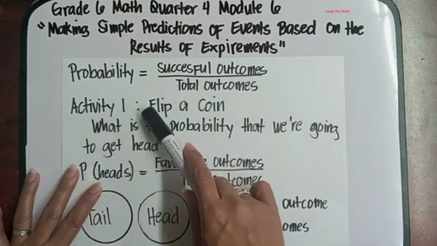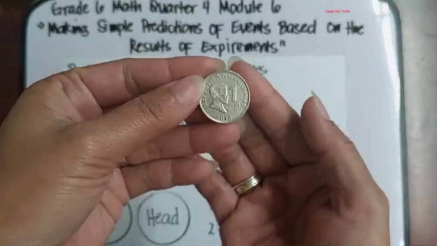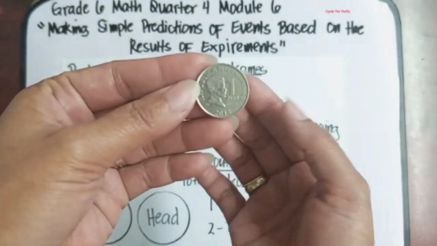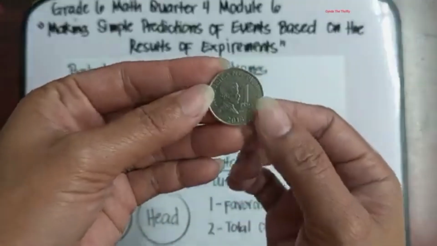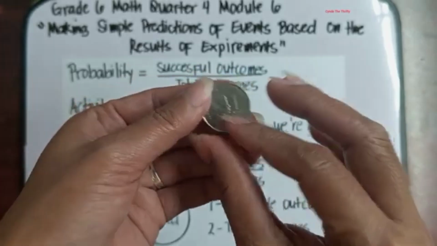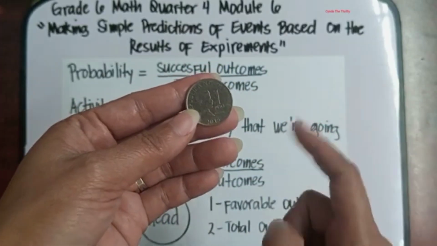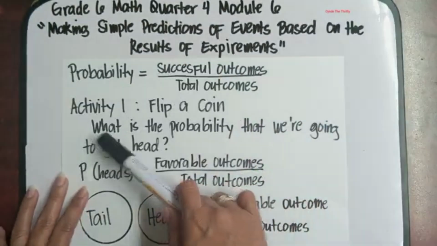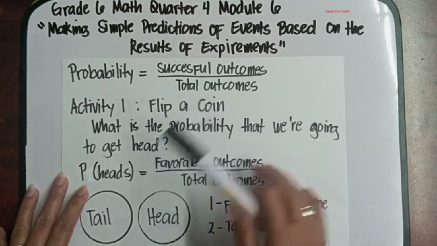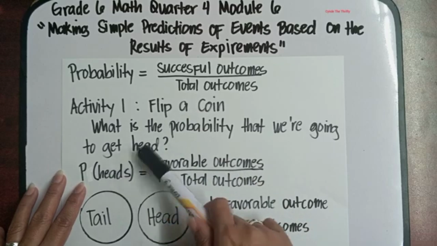So, meron tayong activity 1. Flip a coin. Okay, so tayong lahat naman siguro nakakita na ng coin. Okay, so ito yung coin natin. Sa ating coin, kapag i-flip natin siya, meron tayong dalawang outcome. So, meron tayong head at meron tayong tail na outcome. So, ibig sabihin, kapag nag-flip ka ng coin, meron kang dalawang outcome. It's either head or the tail. So, ngayon, meron tayong question dito. What is the probability that we are going to get head? So, ano yung probability na ang result natin kapag nag-flip tayo ng coin is head yung makukuha natin?